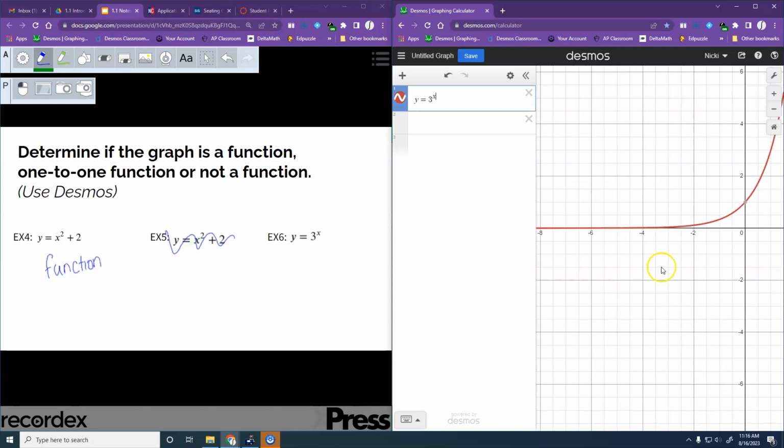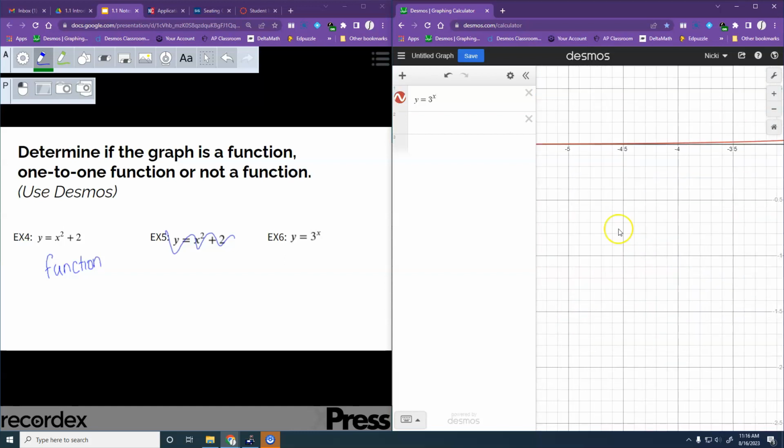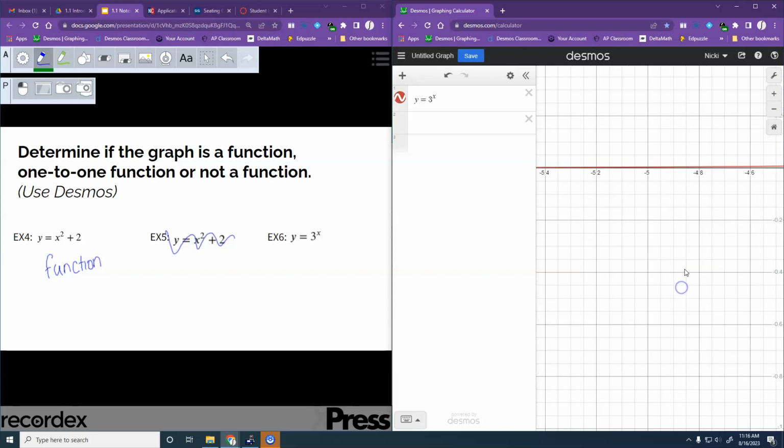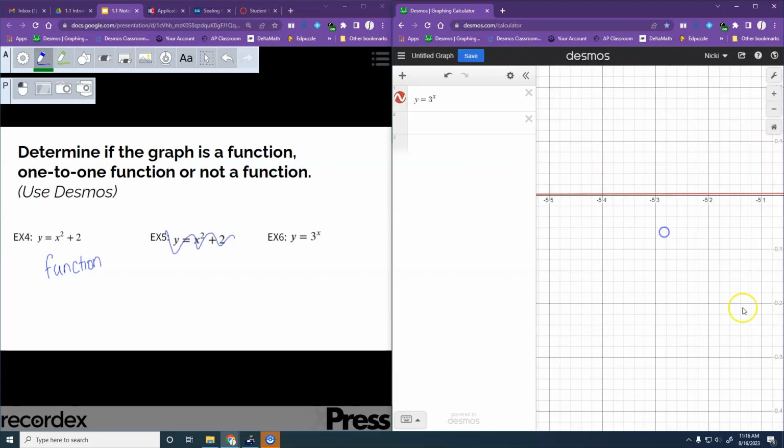But what happens with this particular graph, if you zoom in, it is actually still decreasing just a teeny tiny bit. Like it's going down. It's what we call a horizontal asymptote on that graph. So this one would be a one-to-one function. And we're not going to do a lot with this one-to-one function right now, but when we get to inverses at the end of this unit, we're going to talk about what it means to have that.